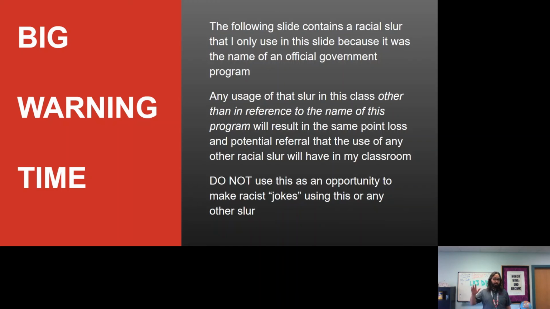So we're getting close to the end, but I do have to give you a warning here. This next slide here, not great. There is a racial slur on this. Well, not the next slide, but the slide coming up, there is a racial slur, but it's the name of an actual government program that I have to teach you about, so I can't teach you about it without using the word. Thankfully, it's not the N-word, but it's not a great one.